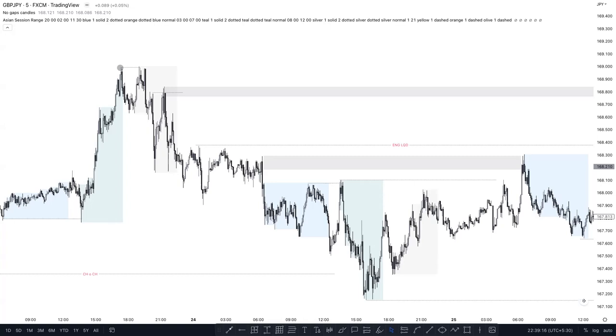Single candle mitigation entry also acts as an inducement. Yes, it acts as an inducement if the market breaks the structure, I mean the 1 minute structure.